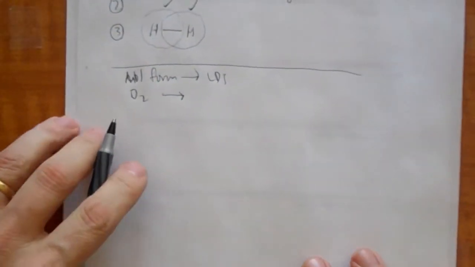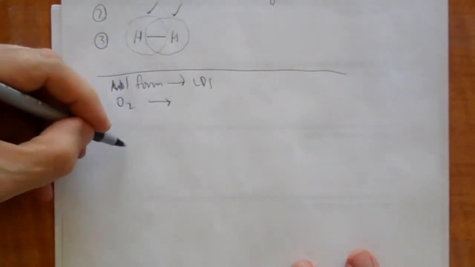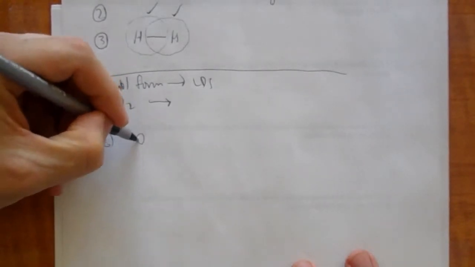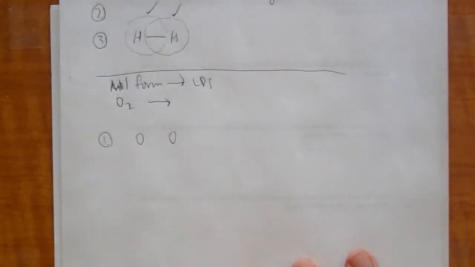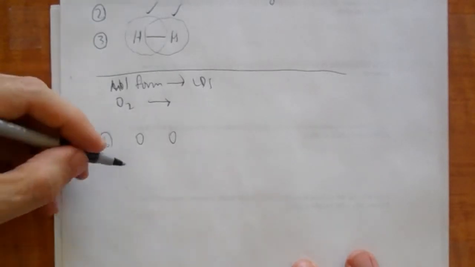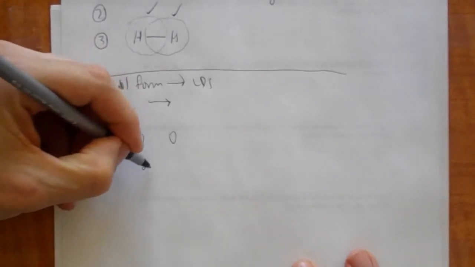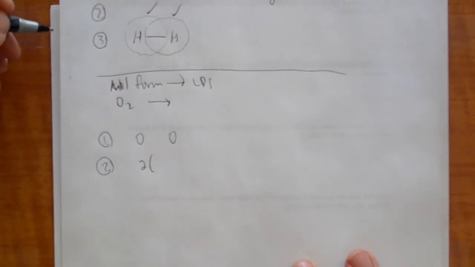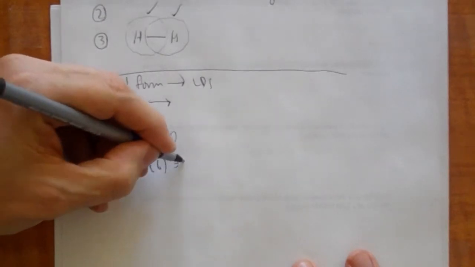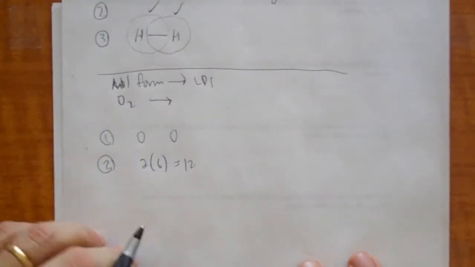Okay, O2. The first thing we're going to do is assign all the atoms. There's only one possible place they can go, and that's right next to each other. Number 2, we're going to count the valence electrons. That would be 2 times the number of valence electrons in oxygen, which is what? 6. It's in group 6, right? So there are 12 electrons to assign.